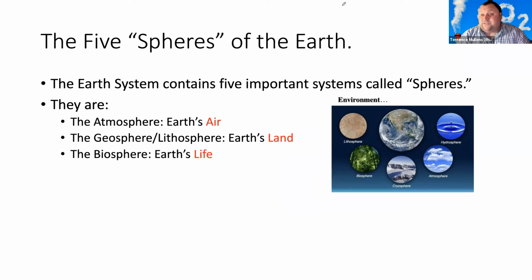Then there's the biosphere. You and I, and every living thing on Earth is a part of the biosphere. So plants, animals, bacteria, they are all components of the biosphere. Then there's our water, our oceans, our rivers, our lakes, our streams. All of Earth's water is a part of the hydrosphere.